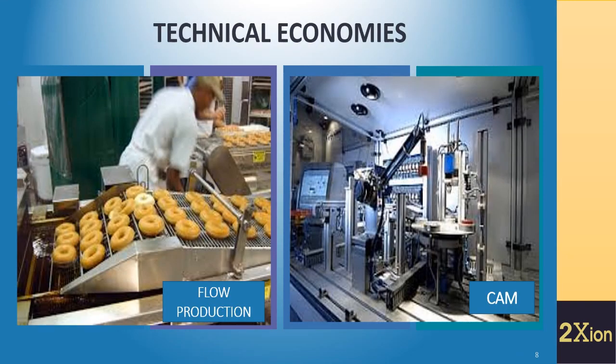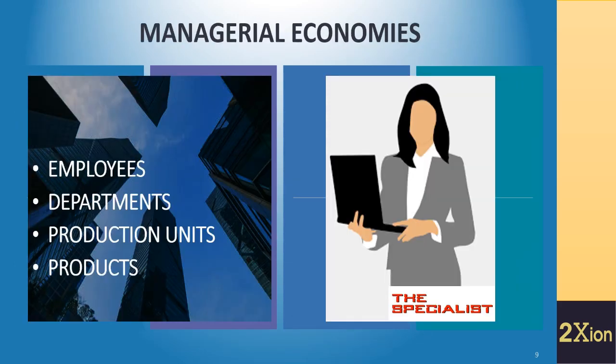Next comes technical economies. Large businesses use flow production to produce goods in large quantities. They use computer integrated machines which only large businesses can afford. Then, managerial economies. Large businesses have more employees, more departments, more production units with diverse products. So it becomes the need of the hour to appoint specialists for better decisions and fewer mistakes, which is affordable only by big businesses.